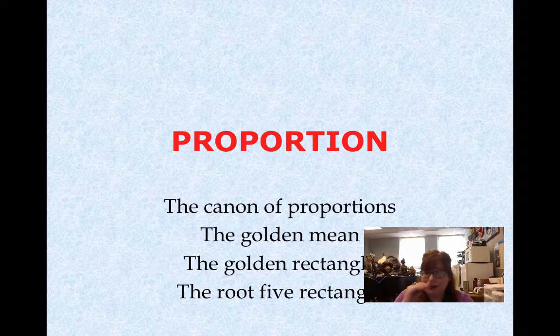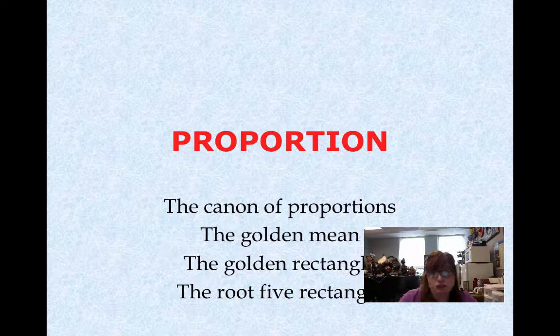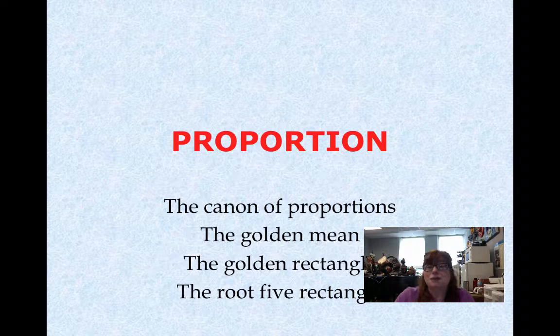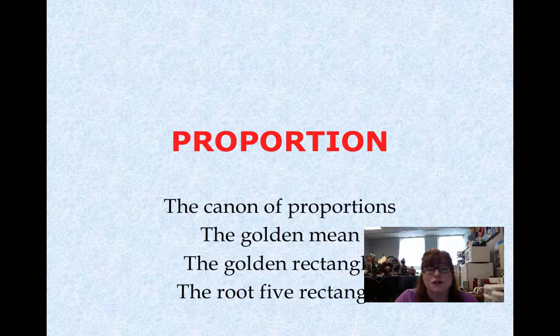And so now we're going to look at a couple different things. Proportion. So the canon of proportions I mentioned earlier, that was something that Polykleitos used. It's something that other artists have used, one that was established by somebody in the time in which they were living. Da Vinci certainly followed one and created one. And then there's also the golden mean, the golden rectangle, and the root 5 rectangle.